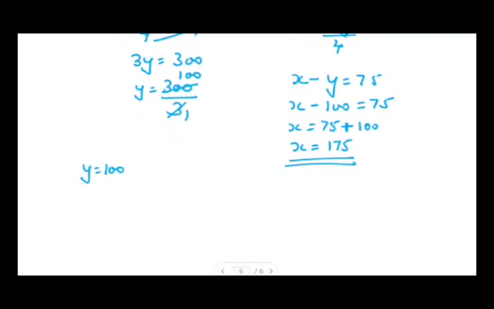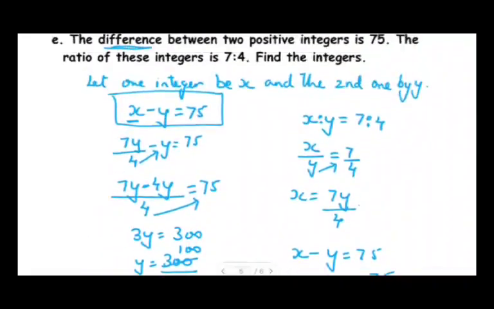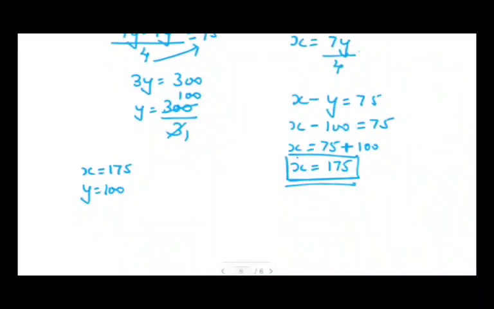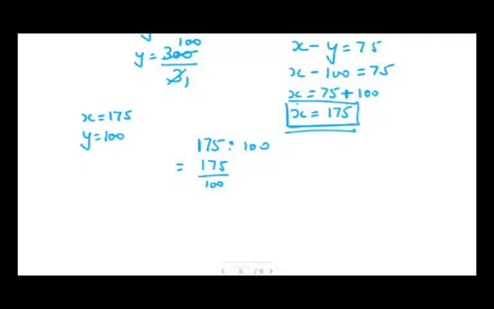Now let's check, children, whether they both are in ratio. So that's my x, that's my y. So I'll write x once again over here. So x is to y. What is the ratio? 7 is to 4. So let's check. 175 is to 100, which is nothing but 175 upon 100. Correct? Both of them go by 25's table. 25 4s are 100 and 25 7s are 175. Yes, they are in the ratio 7 is to 4.